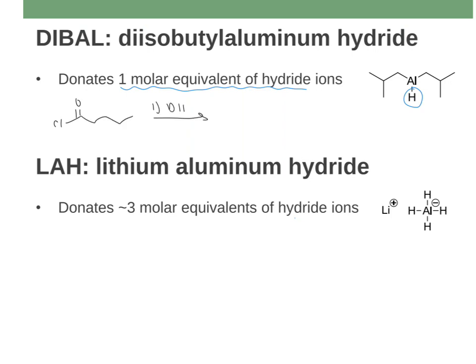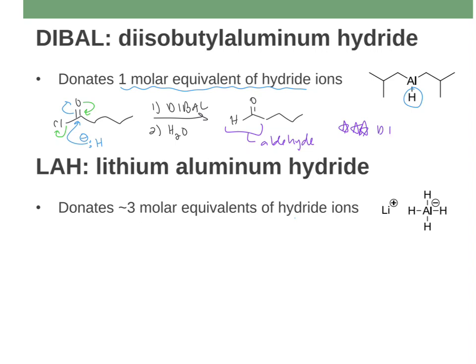DIBAL, so step one for DIBAL, is that it's going to donate the equivalent of just one hydride. So this will kick up, and then like we talked about before, I'll show you more mechanisms in a second, you kick up, kick down, and what you end up doing is making an aldehyde. Then step two, and I'll show you this more later, is you need some water. But the big key thing here is that you form an aldehyde. That is really what DIBAL is all about. It's the main use of DIBAL. DIBAL gives you aldehydes. That's really why we use it.